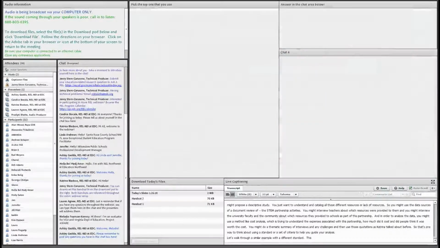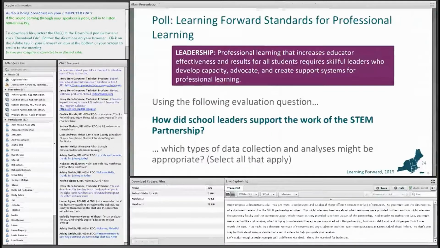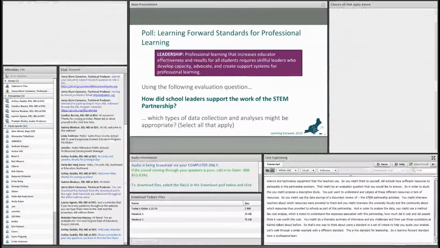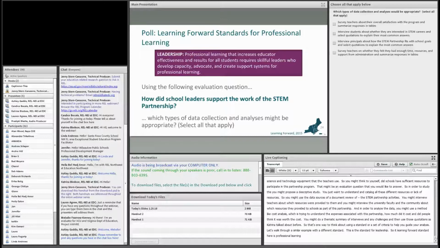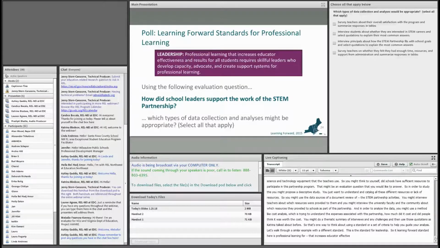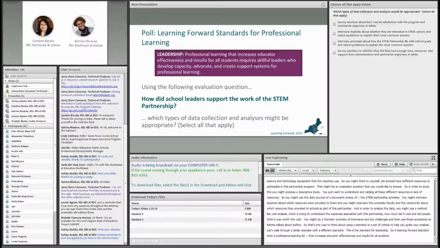This is the standard for leadership. So the Learning Forward standard here is professional learning that increases educator effectiveness and results for all students requires skillful leaders who develop capacity, advocate, and create support systems for professional learning. So if you were involved with this program or you were evaluating this program, you might use the following evaluation question. How did school leaders support the work of the STEM partnership? So which types of data and analyses might be appropriate for this evaluation question?